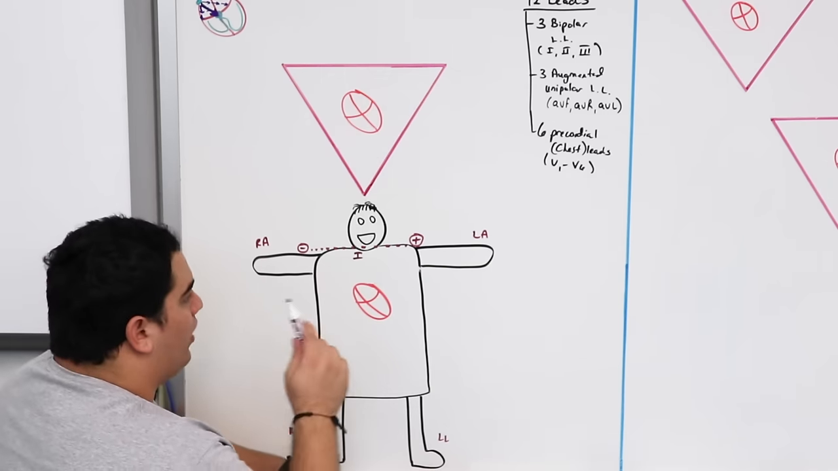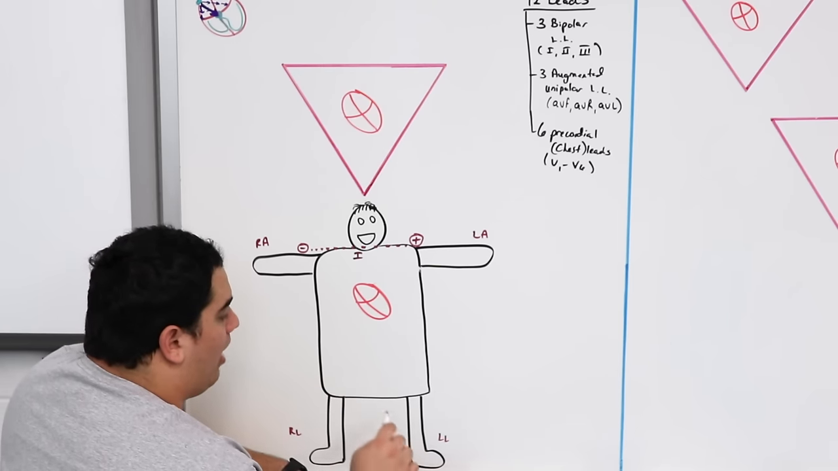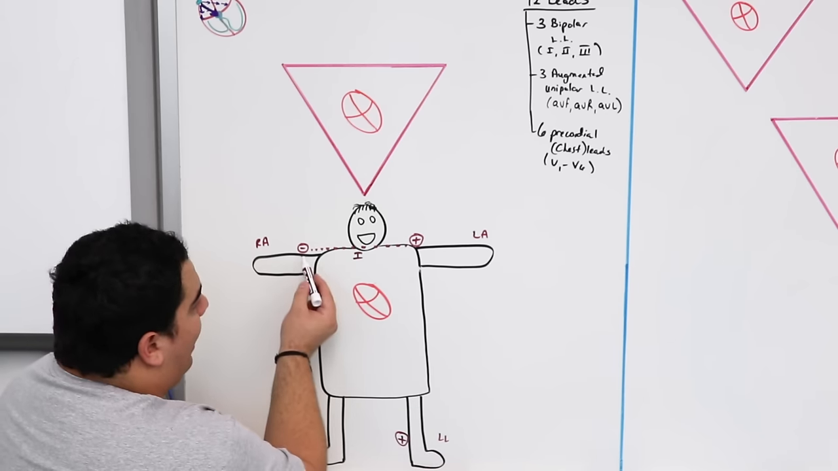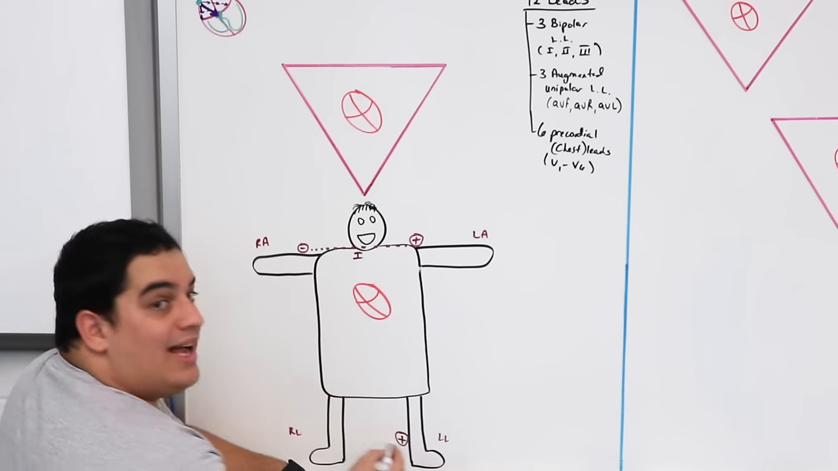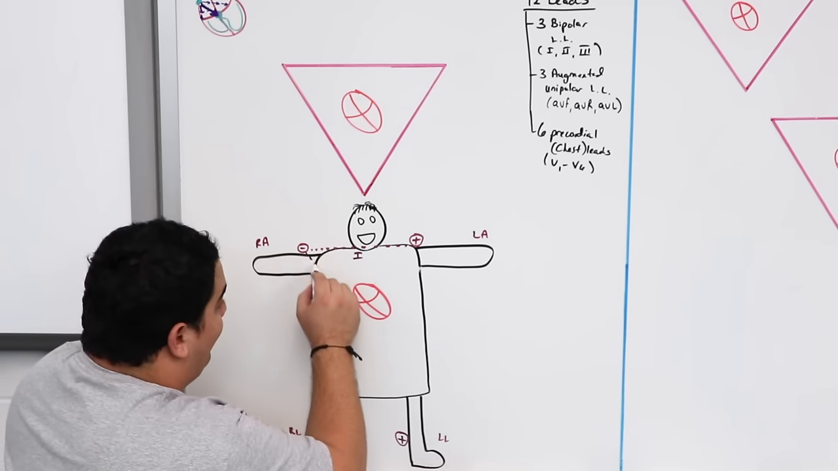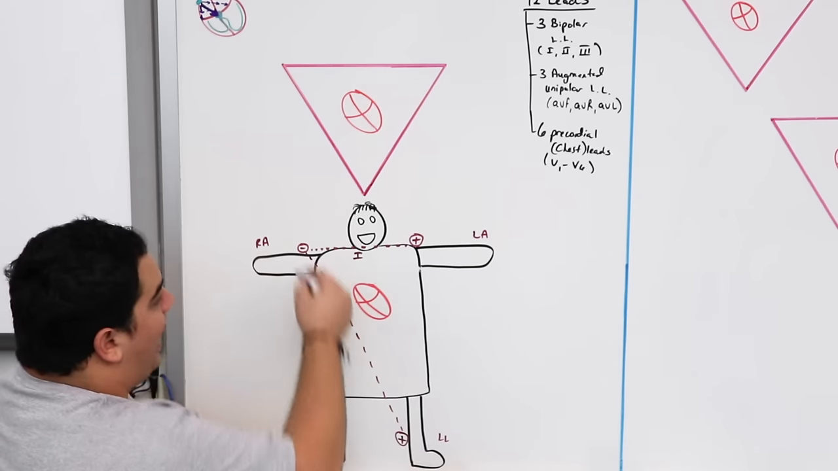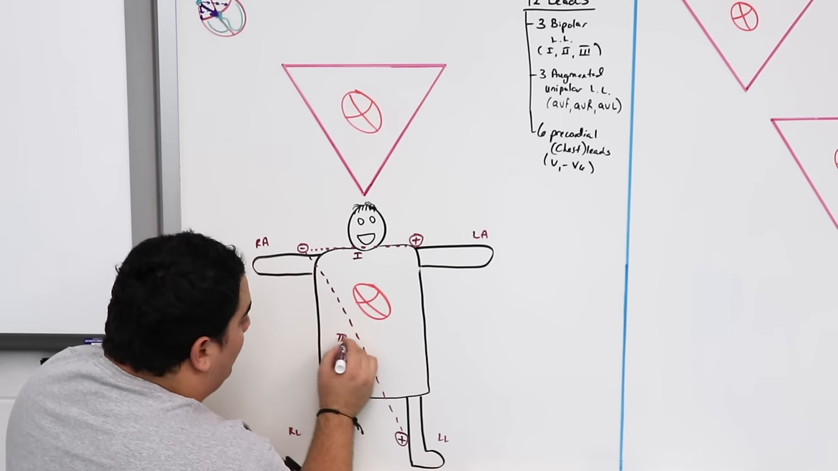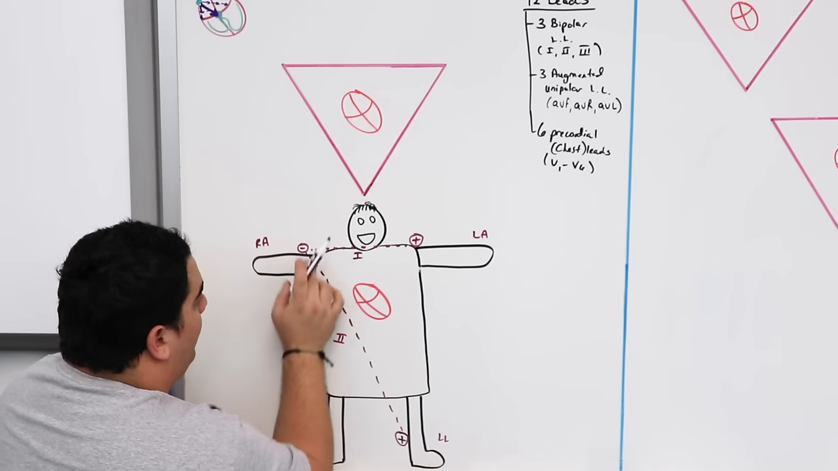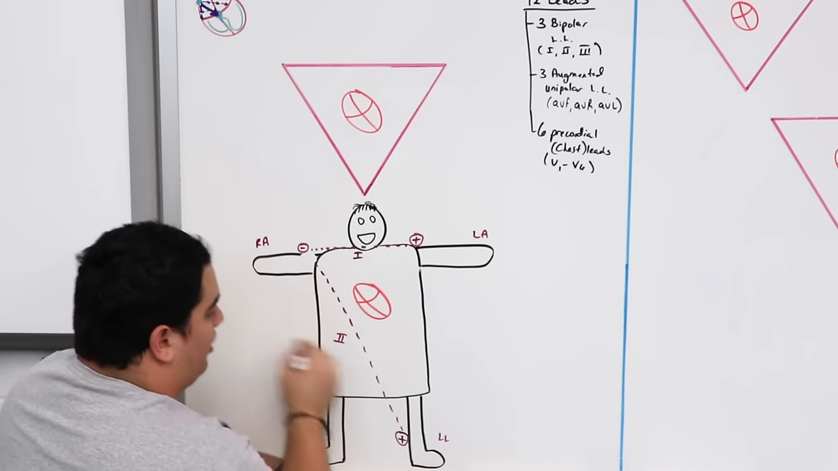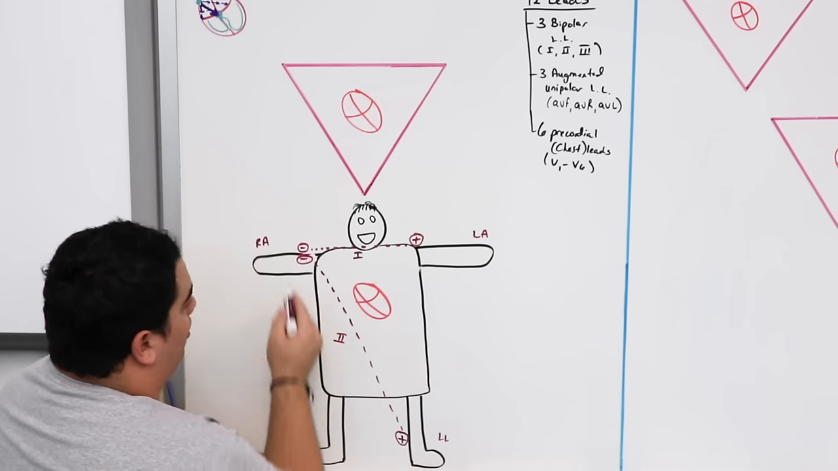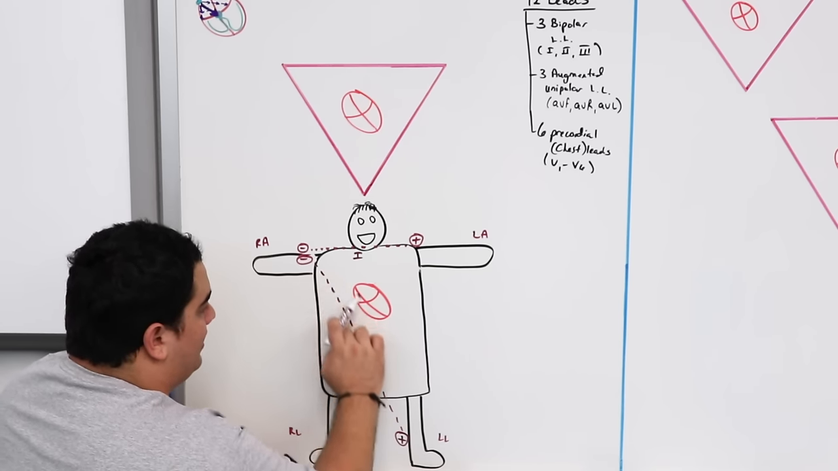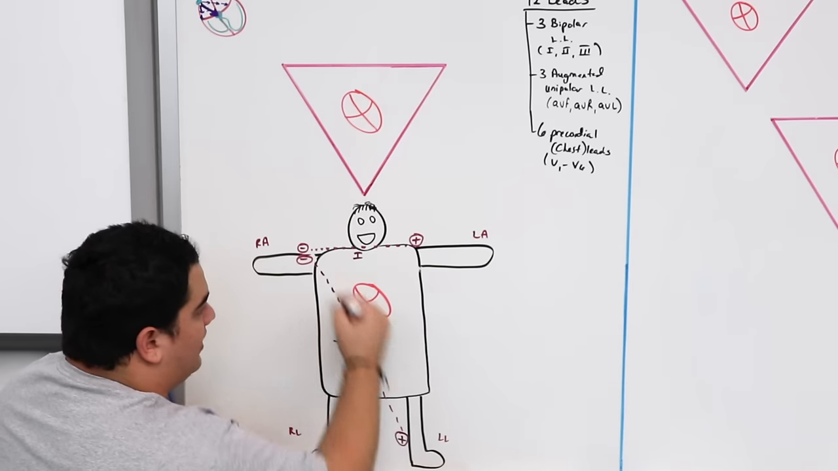Then we're gonna take another electrode and put a positive electrode on the left leg. Now I have a negative electrode from the right arm and a positive electrode from the left leg. That generates an axis of a lead, and this lead is gonna be lead two. So I'm gonna put another negative electrode on this guy's right arm, and a positive electrode on his left leg. That creates this axis, the axis of lead two.